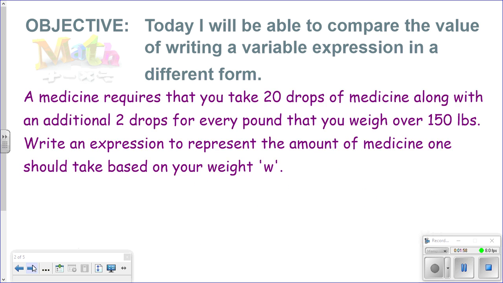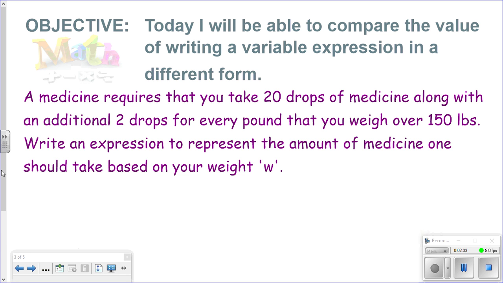Let's look at another example. A medicine requires that you take 20 drops of medicine along with an additional 2 drops for every pound that you weigh over 150 pounds. The question asks us to write an expression to represent the amount of medicine one should take based on your weight, W. So W is our significant variable that represents a person's weight, and that depends on the person. We could put in different numbers for different people for W, which represents their weight.